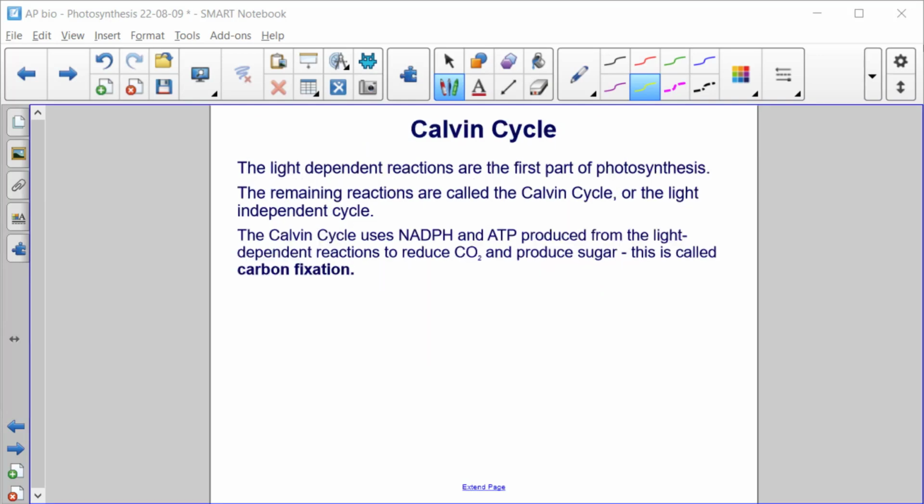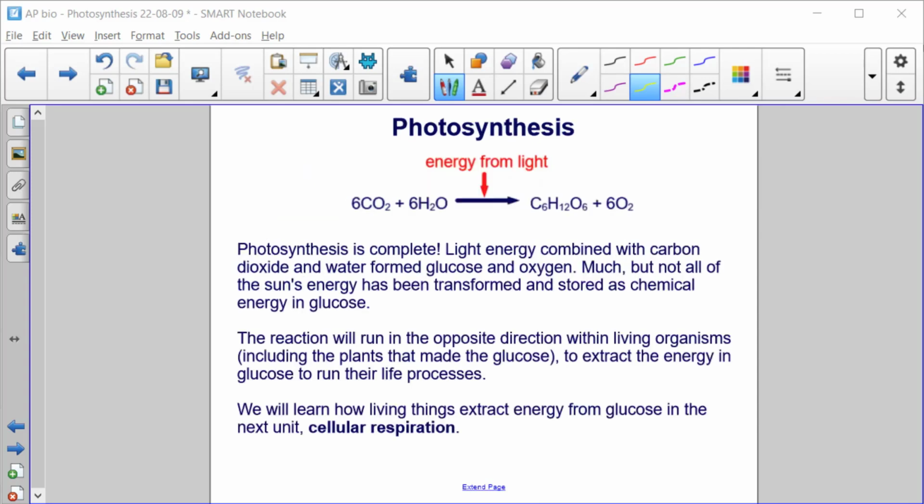The light-dependent reactions are the first part of photosynthesis. The remaining reactions are called the Calvin cycle or the light-independent cycle. The Calvin cycle uses NADPH and ATP produced from the light-dependent reactions to reduce carbon dioxide and produce sugar. This is called carbon fixation. At this point, photosynthesis is complete. Light energy combined with carbon dioxide and water formed glucose and oxygen.